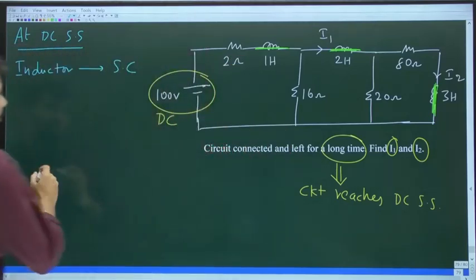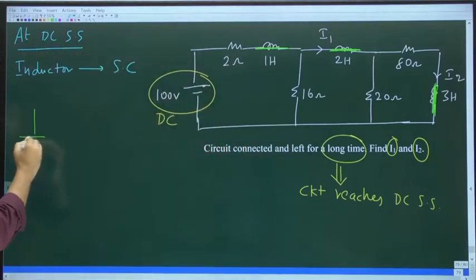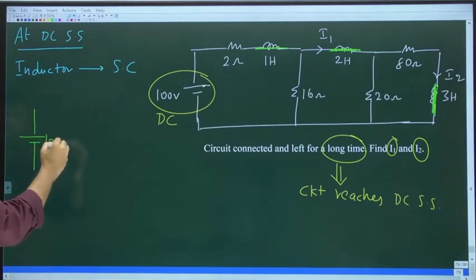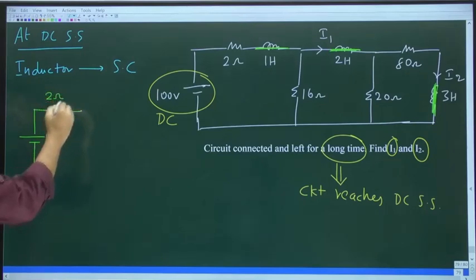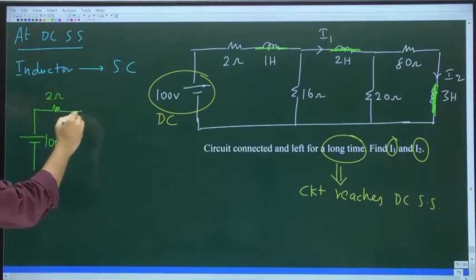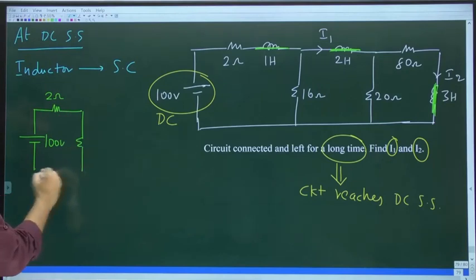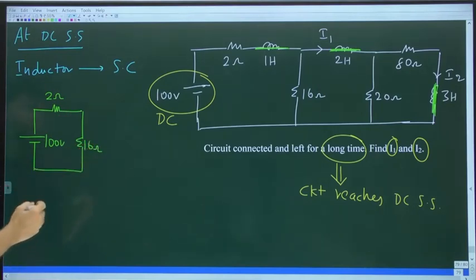Okay, so our circuit will look something like this. First I'll draw the 100 volt source. Then let me draw the 2 ohm resistor. Then we have the 16 ohm resistor.